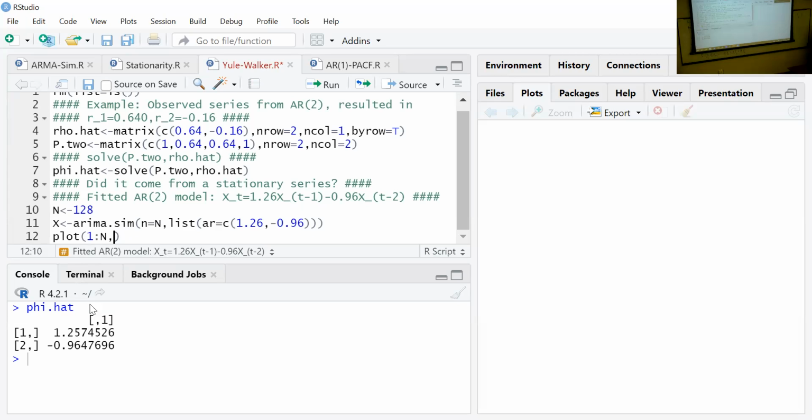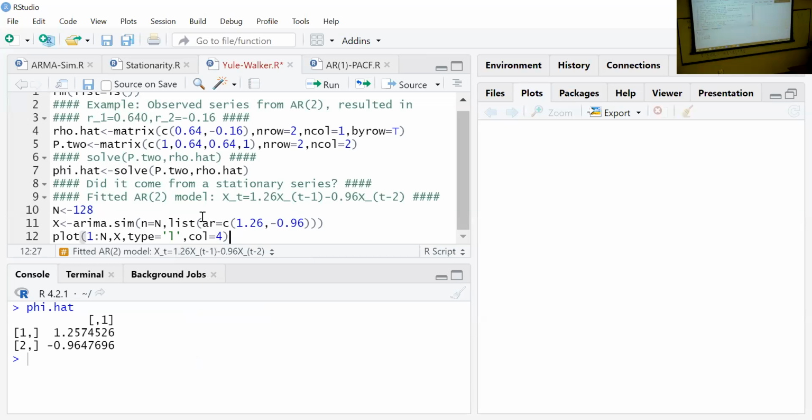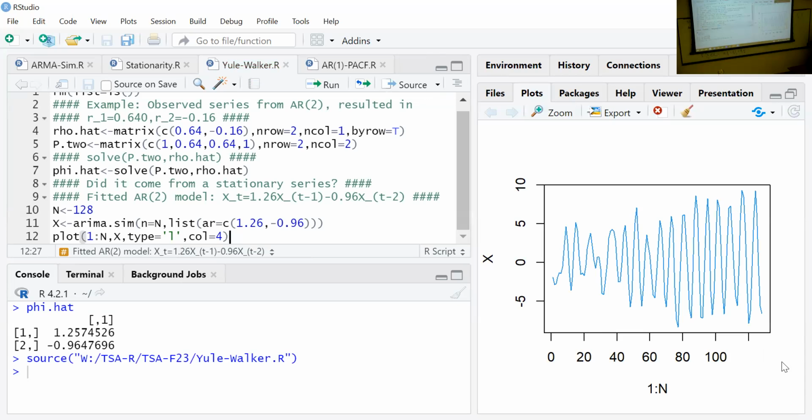I'm changing or creating variables so that you can play around at home. So let's see. Fingers crossed. Type equals L. Four. Good. So it does correspond to an AR series, and that is the series.